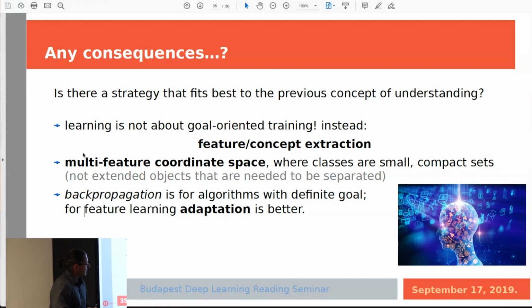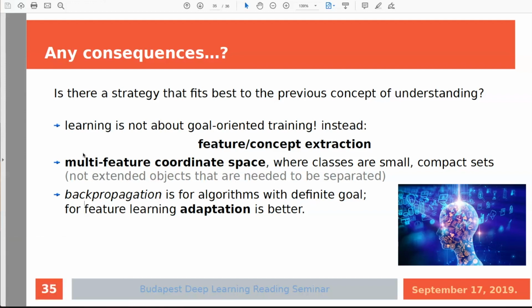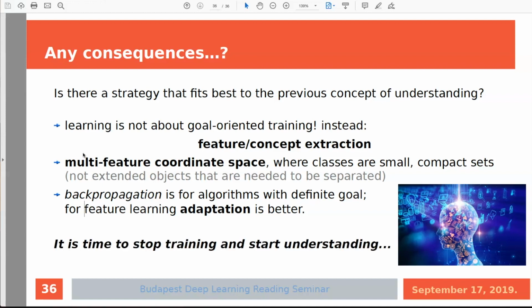And okay, this is not too important. So I think instead of backpropagation, adaptation is better, but it's not so interesting. But I think it's time to stop training and start understanding in the case of AI. Thank you very much for the attention.